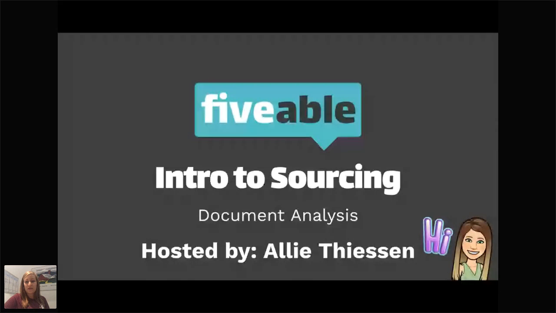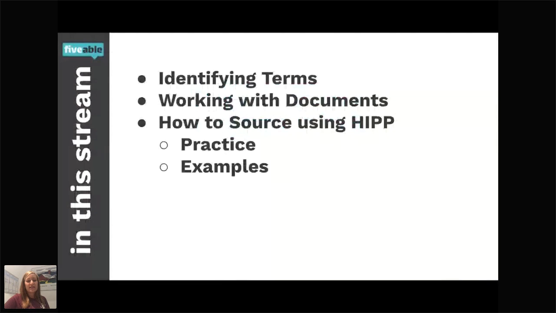Let me tell you what we're going to be learning about today. First, we're going to go over some terms, because if you just started school or just started this course, some of these terms may not be as familiar for you. Or if you're reviewing them and you feel like you should know them but still are iffy on them, we'll go over those. We're going to look at how we work with documents as historians. And then our main focus for this lesson is how to source using a technique known as HIPP, H-I-P-P. We'll do some practice and look at some examples.